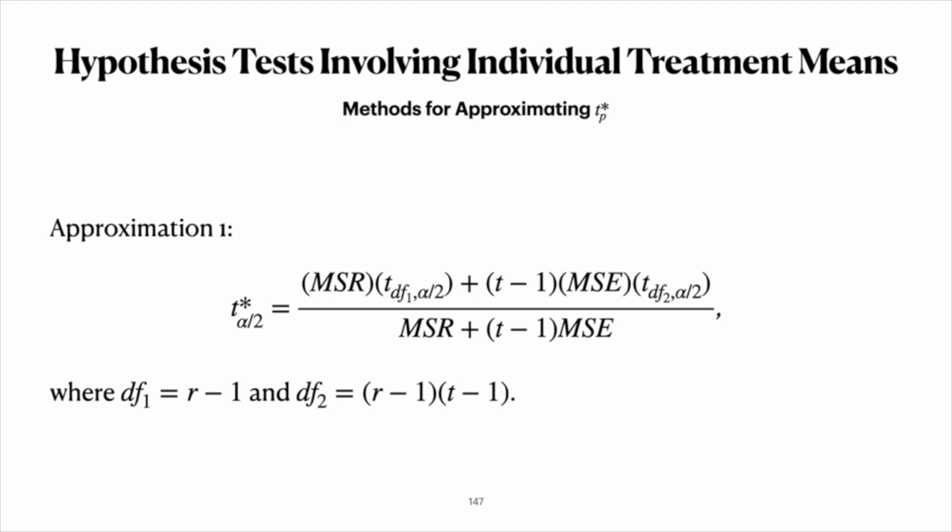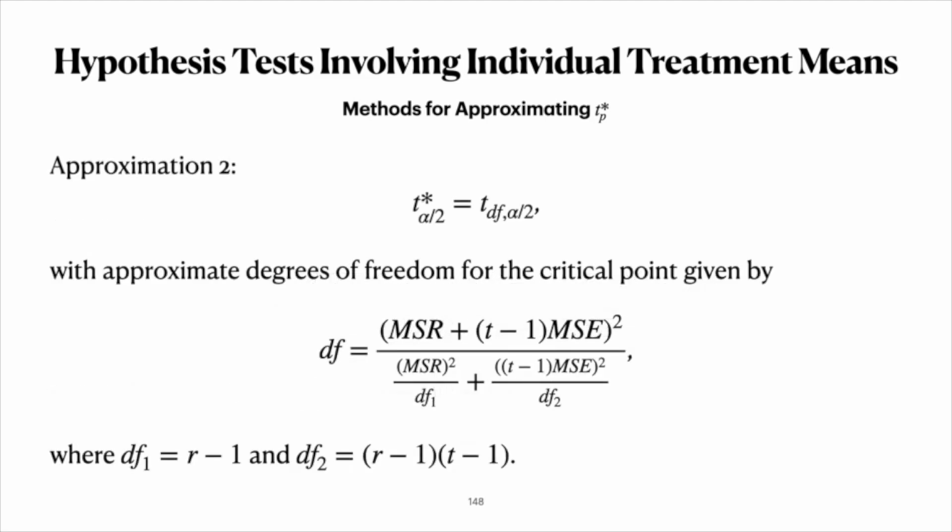For approximation method 1, the critical point is given by this expression. I'm not going to read through it. You can see here that things have canceled out somewhat, and we have a t-1 involved now. So it is a bit simpler. We don't have to calculate Q1 and Q2.